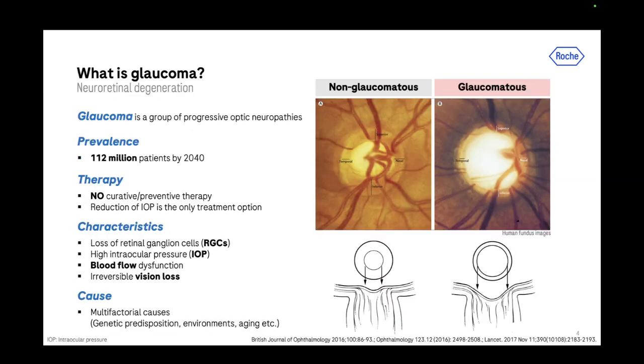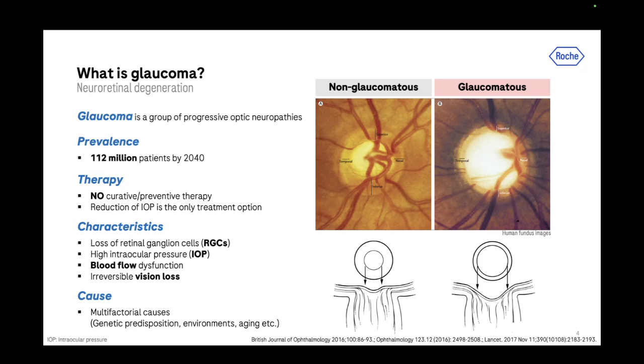So let me begin by explaining the disease we are focusing on today. Glaucoma. Glaucoma is a group of progressive optic neuropathies. What they have in common as a hallmark is the degeneration of retinal ganglion cells, or RGCs, and also their optic nerves. Especially, RGCs are part of the central nervous system, meaning once they die, they have very limited regenerative capacity.